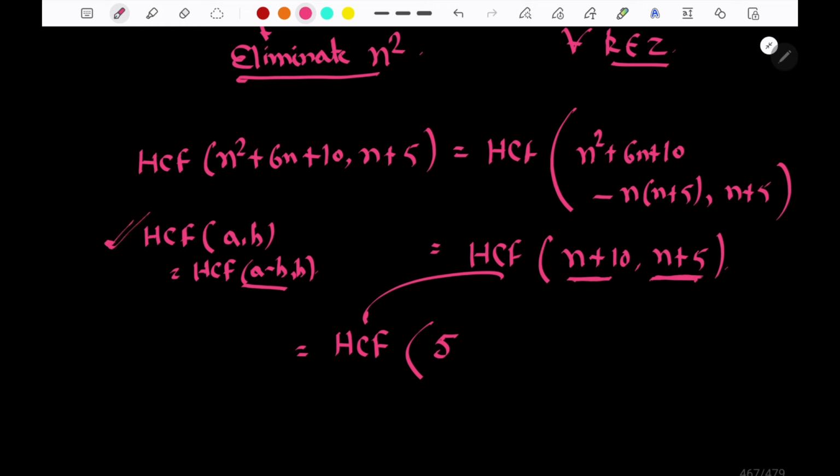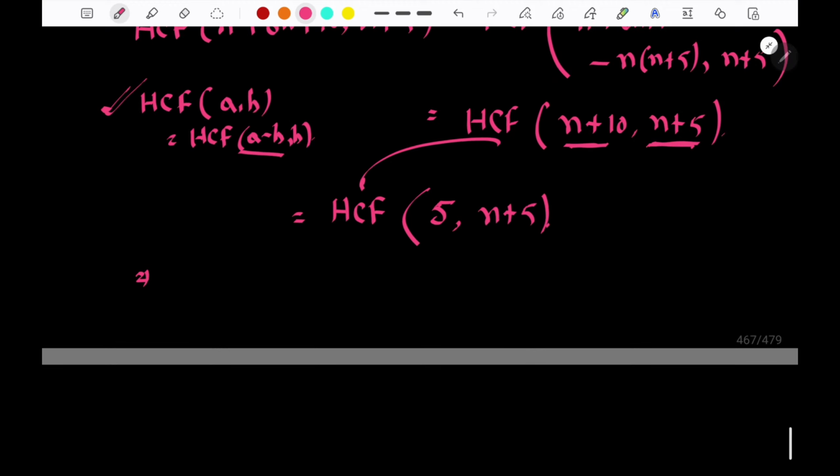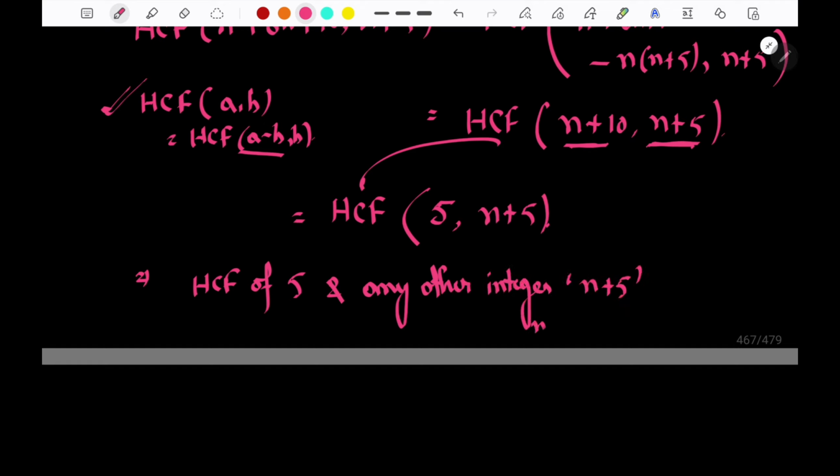Now, so therefore n plus 10 minus n minus 5, that is 5 comma n plus 5. Now what next? We got till here. Now we can't subtract further. So basically, what does it state? That the HCF of 5 and any other integer, which is n plus 5 here, n plus 5 must be a divisor of 5, a divisor of 5 at least. It can be a divisor of 15, it can be a divisor of whatever, but at least this must be the case.